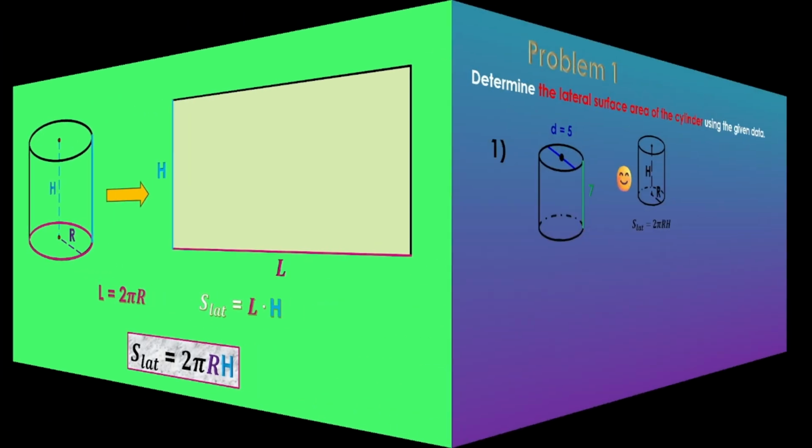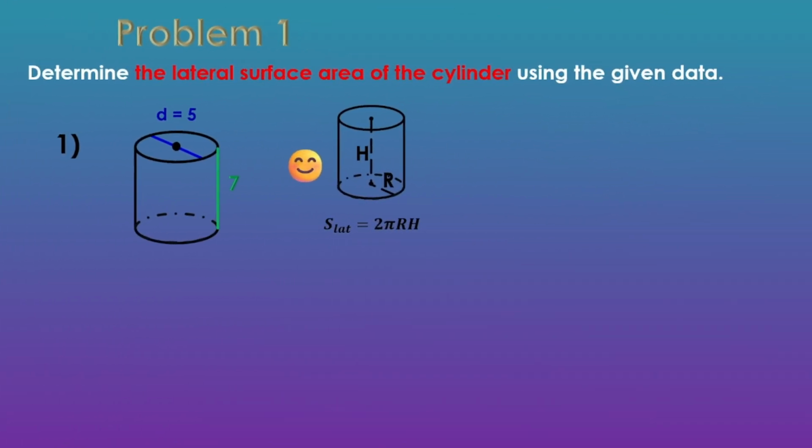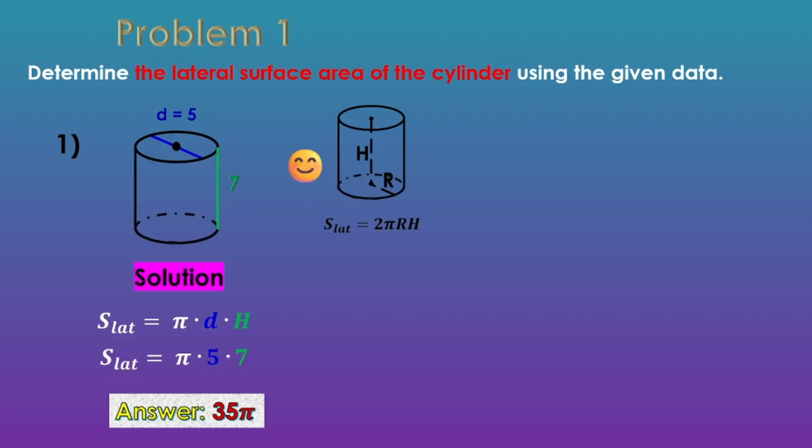Problem 1. Determine the lateral surface area of the cylinder using the given data. We are given that the diameter of the cylinder is 5 and the generator is 7. We need to find the lateral surface area. So we recall the formula for finding the lateral surface area. And we recall that the diameter is equal to 2 radii. So I can already write such an expression that the lateral surface area is equal to pi times d times h. We substitute and we get that the lateral surface area of the cylinder is equal to 35 pi.